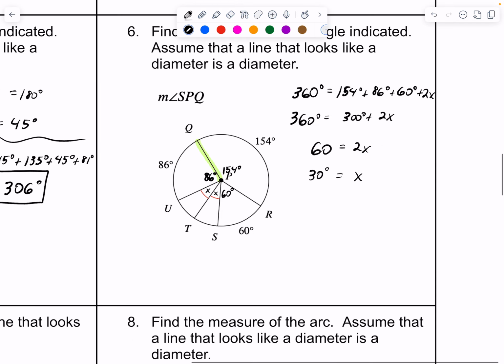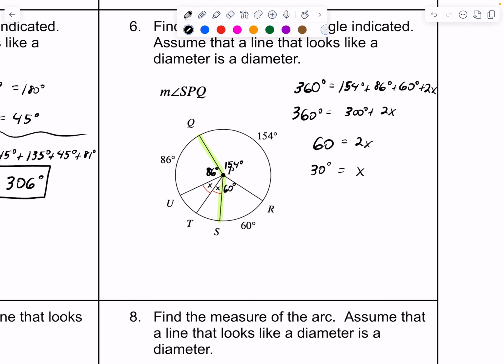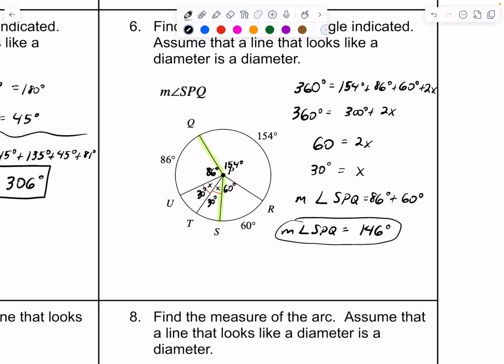Okay? Now, again, I'm trying to figure out what SPQ is, that angle. So each of those little angles became 30 degrees. Here we go. So then I'm going to add up for the measure of angle SPQ: 86 degrees plus 2 of those 30s, which is going to be 60. So the measure of angle SPQ is going to equal 146 degrees. Okay, so that is it for finding the measure of angle SPQ. All right, let's keep going.